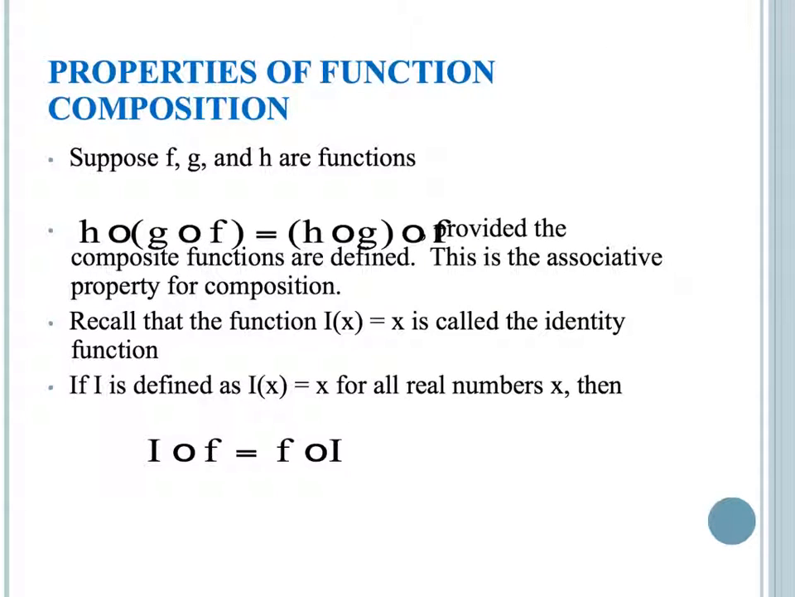Now, we also may have noticed that h of g of f is the same thing as the result of h of g of f. Notice the difference in the placement of parentheses. This is our associative property. It works for functions, and that's what I was talking about, from the inside out or the outside in.